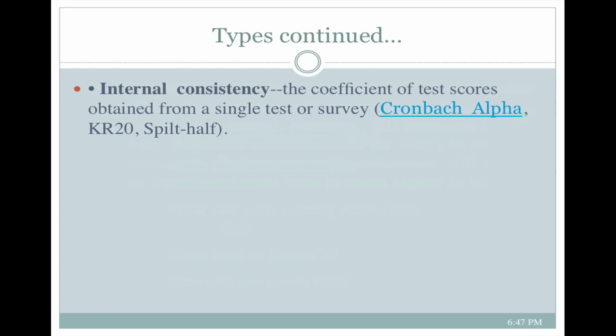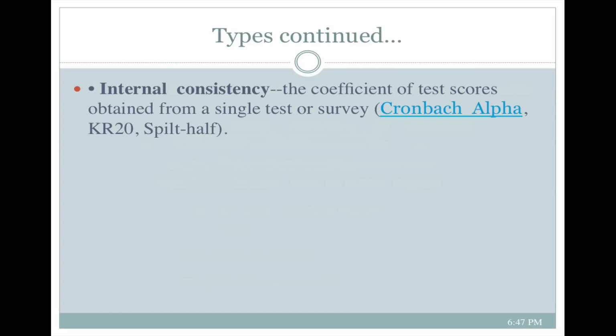The third type is called internal consistency. And simply put, this is the coefficient of test scores obtained from a single test or survey. In other words, imagine that you were to give a test with 50 questions. And if we compared all of the odd numbered questions with all the even numbered questions, that would be split half.